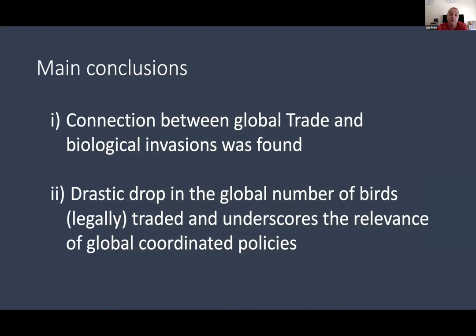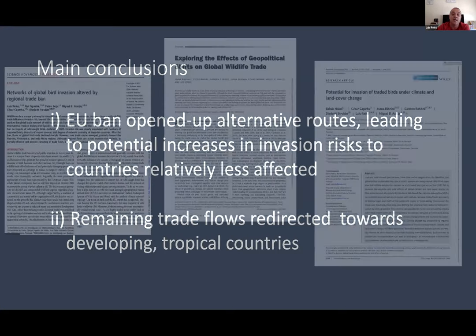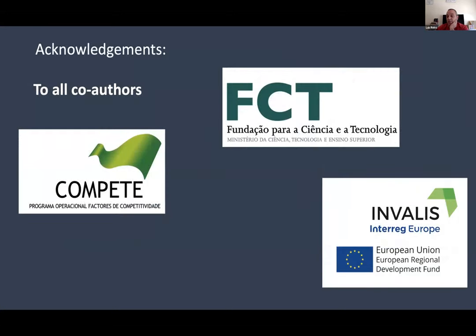So there is a link between global trade and the international commerce of birds, and this should also be true for other organisms and species that become introduced and later established. Of course, the European Union ban provoked a drastic drop in the number of birds traded globally, but at the expense of other countries, probably with more biodiversity interests and risks, because sometimes they are tropical, and this may be a very important issue in the future. And so this is some of our work with my colleagues. And thank you for the opportunity.